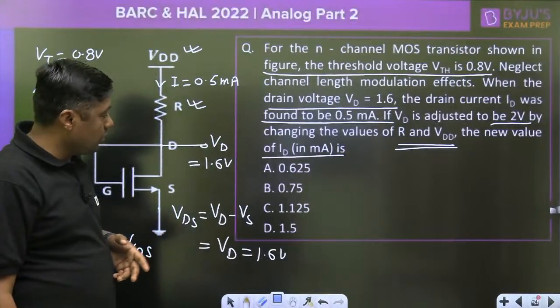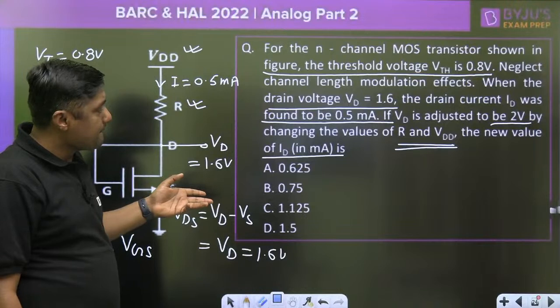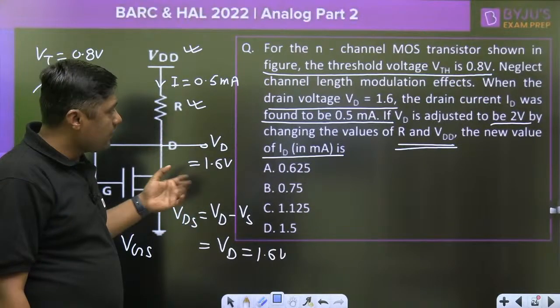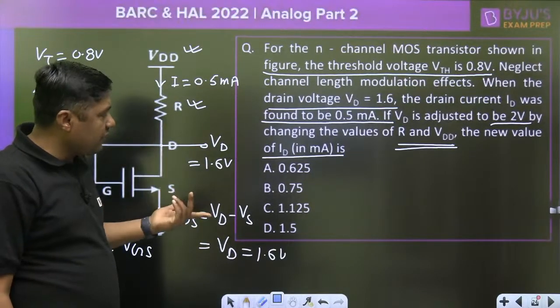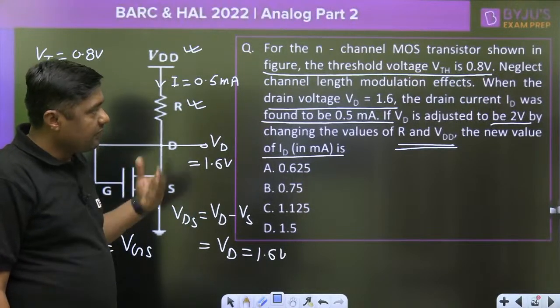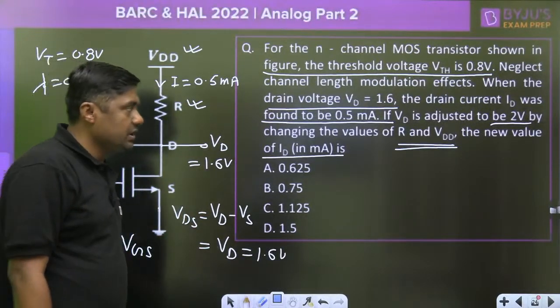So you are getting the answer C. A, B, C, D, or which one? If I am increasing the value, definitely the value will increase. Yes, you can check.